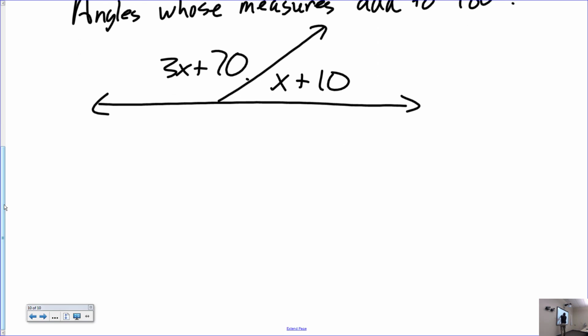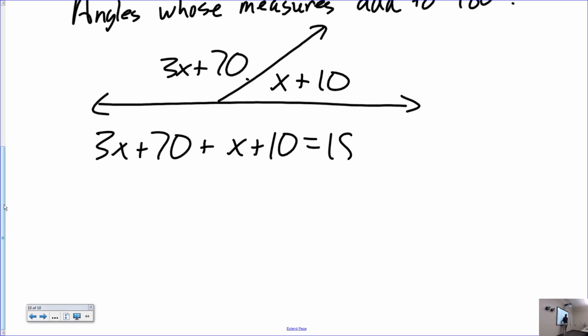Right. So since these are making a straight line, we know that the sum of the two angles has to be 180 degrees. So you just say 3x plus 70 plus x plus 10 equals 180 degrees. Okay? And now you have to do some algebra. Do you think that would be the sort of thing I would like you to do? Duh. Right? You guys, I will continue to throw algebra at you forever, because that's part of the class as well. So, solve.